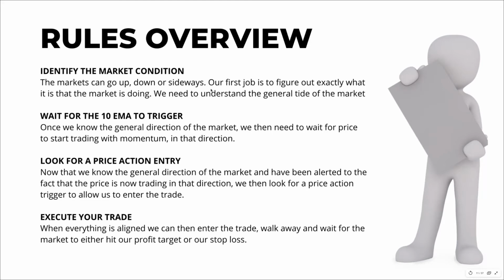So the first thing to do is identify: is the market moving up, down, sideways, what's it doing? The second thing is we then need to wait for the 10-period exponential moving average to trigger. And I'll talk more about the trigger in a second, but basically what it does is that the price trading above the 10-period moving average and closing above there tells us that the market is moving up. So we're looking for buying opportunities. The price moving below it says that the price is moving down, and hence we're looking for selling opportunities.